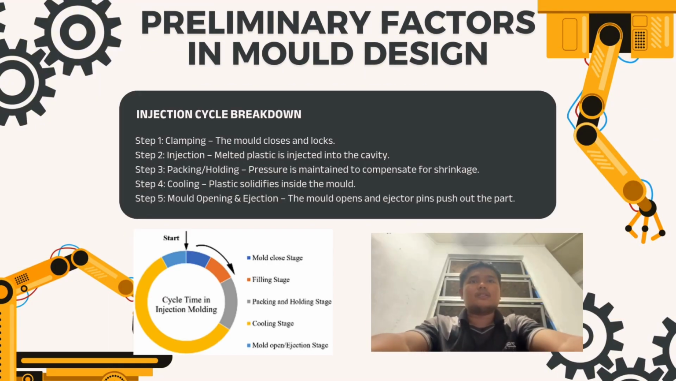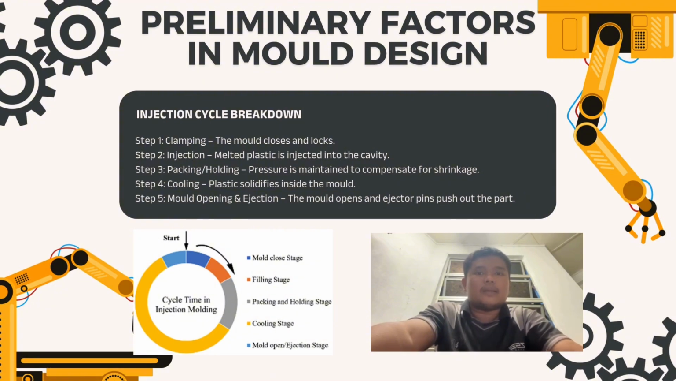Okay, next is injection cycle breakdown. Step 1 is clamping. The mold closes and locks. The next step is injection. Melted plastic is injected into the cavity. For the next step is packing or holding. Pressure is maintained to compensate for shrinkage. Next step is cooling. Plastic solidifies inside the mold, and the last step is mold opening and ejection. The mold opens and ejector pins push out the part.